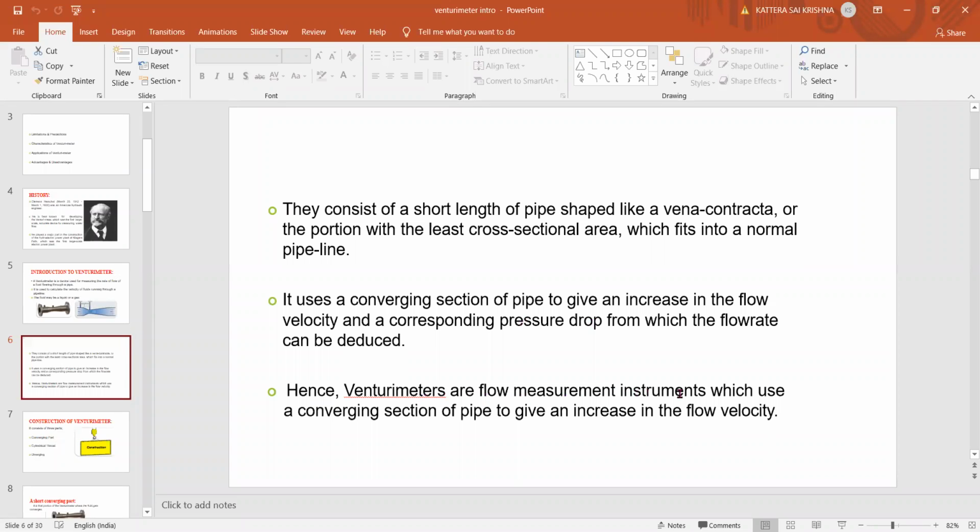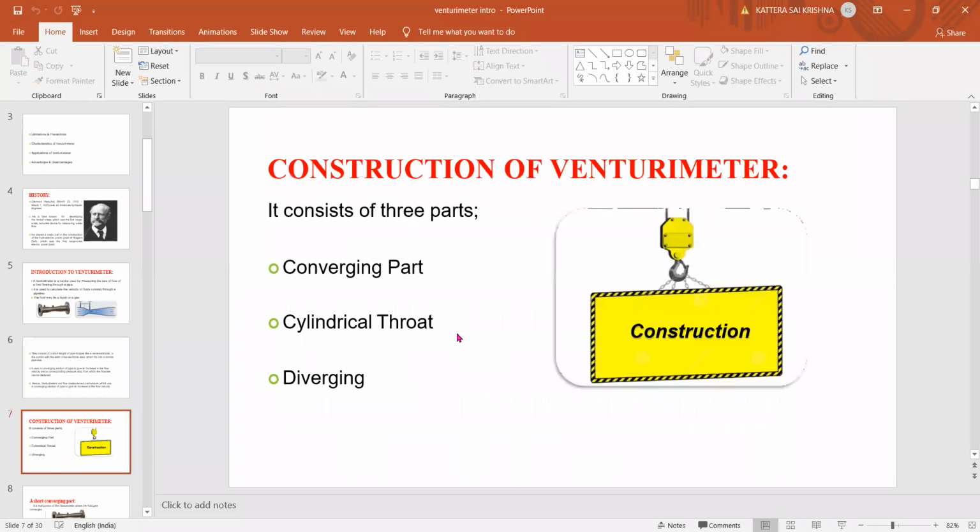Venturimeters are flow measurement instruments which use a converging section of the pipe to give an increase in the flow velocity. Okay. Next. So this is the construction of venturimeter. I already said we have three parts in that. That is the first one, converging part, where the diameter gradually reduces. The second part is throat, which will be cylindrical in shape. The last one, diverging part, where the velocity will be reduced and pressure will be increased.